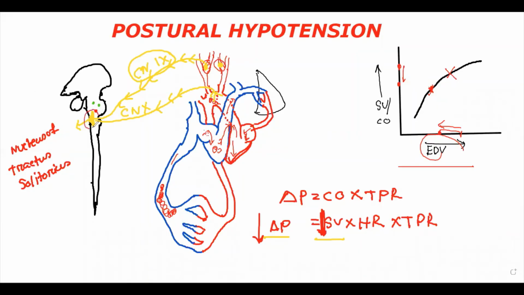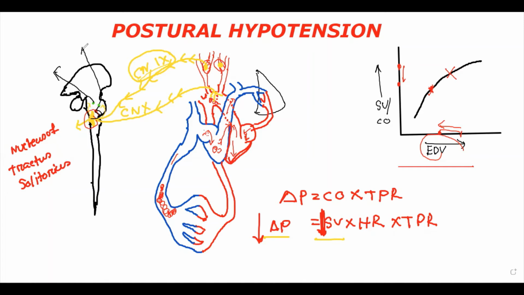This is our nucleus of tractus solitarius, and it is activated by decreasing blood pressure, which is sensed by cranial nerve 9. This nucleus will eventually activate some other centers, and it also deactivates some other centers. It will activate this green center, and it will inactivate this red center. This green center is called the cardiac accelerator center.